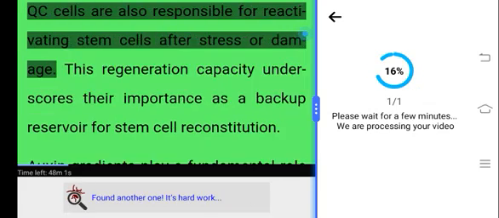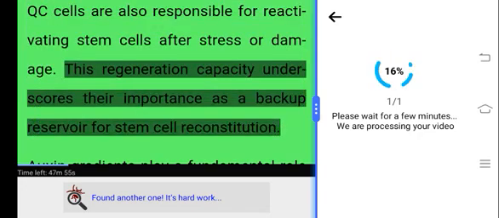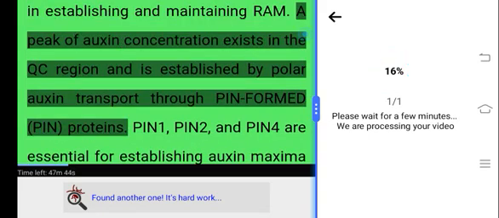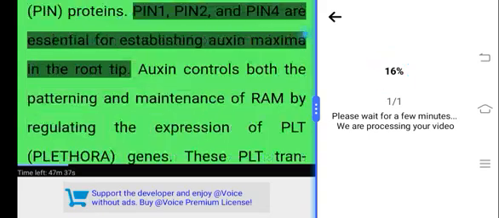QC cells are also responsible for reactivating stem cells after stress or damage. This regeneration capacity underscores their importance as a backup reservoir for stem cell reconstitution. Auxin gradients play a fundamental role in establishing and maintaining RAM. A peak of auxin concentration exists in the QC region and is established by polar auxin transport through PIN-FORMED (PIN) proteins. PIN1, PIN2, and PIN4 are essential for establishing auxin maxima in the root tip.